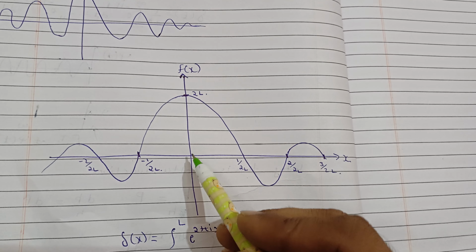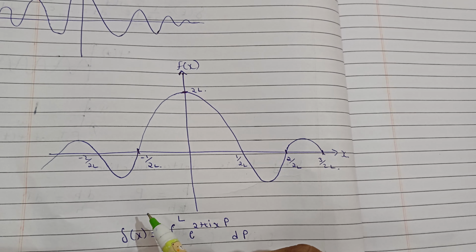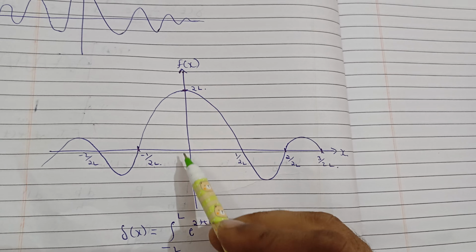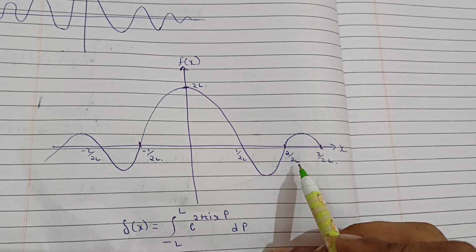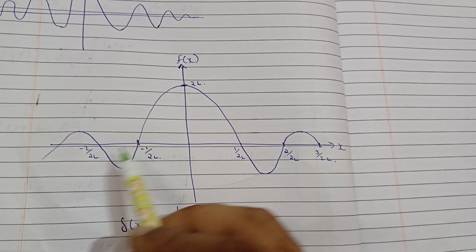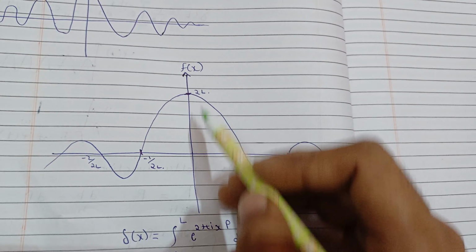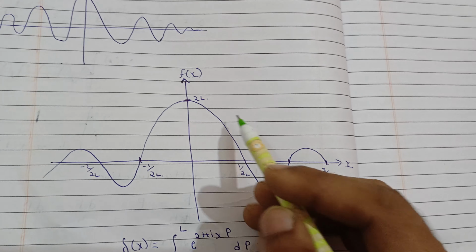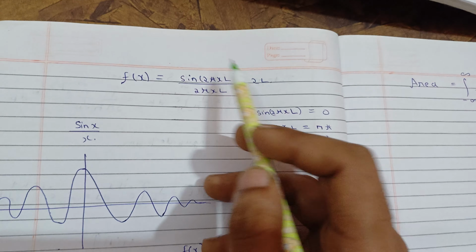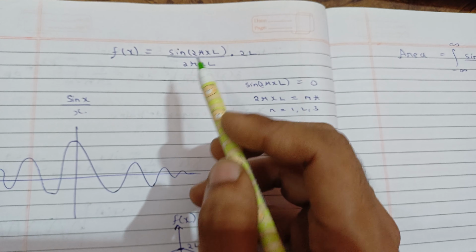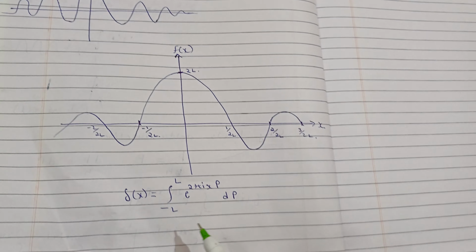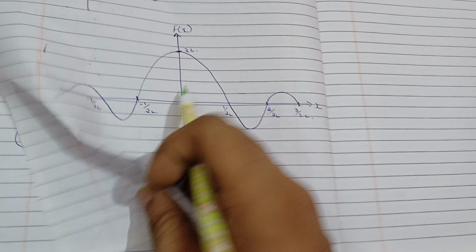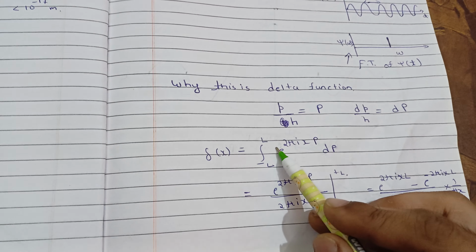It is defined only at the point x equal to 0, and it is 0 at every other place, because as L tends to infinity, this will give you 0, and here also. So this will go to infinity only at a single point. That's why you can say that this function defines your Dirac delta function, for L tends to infinity. So that's why we can write this function as the Dirac delta function of x.